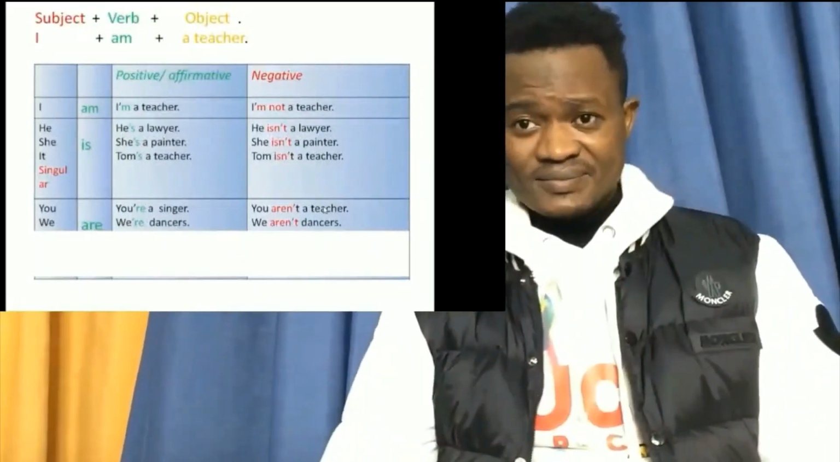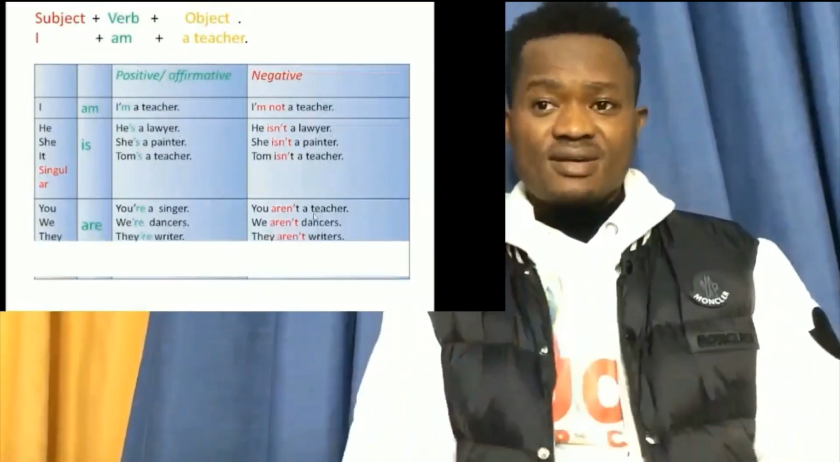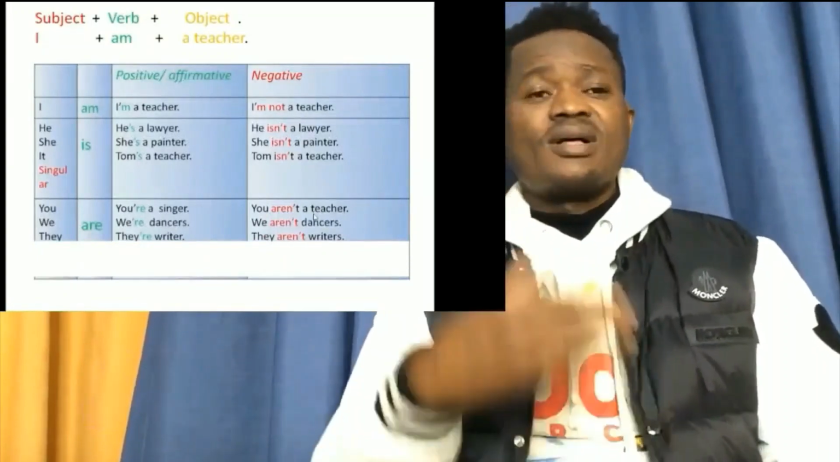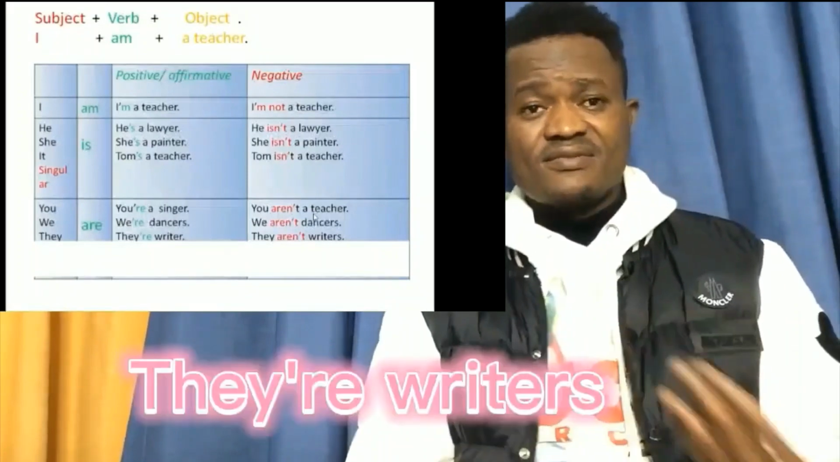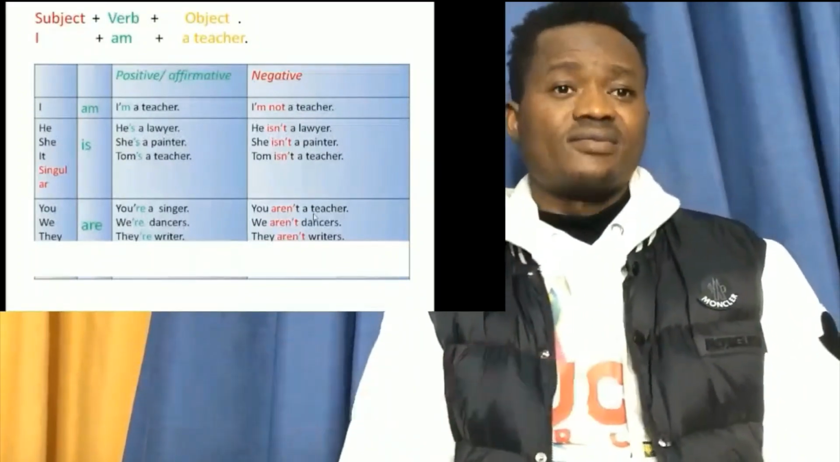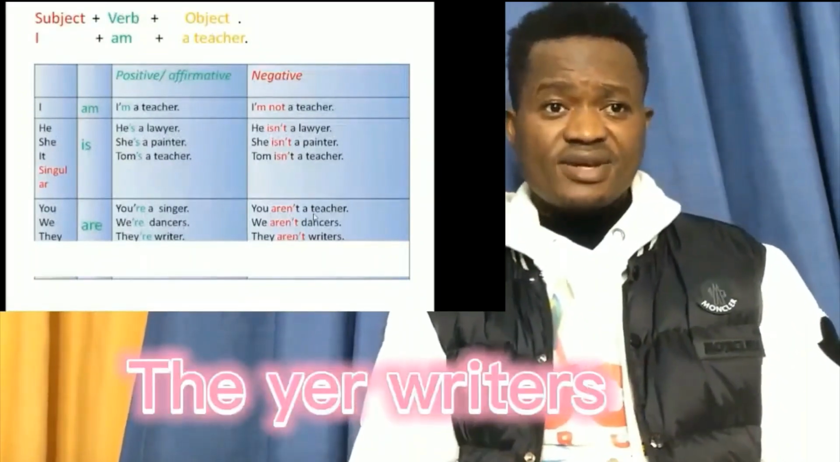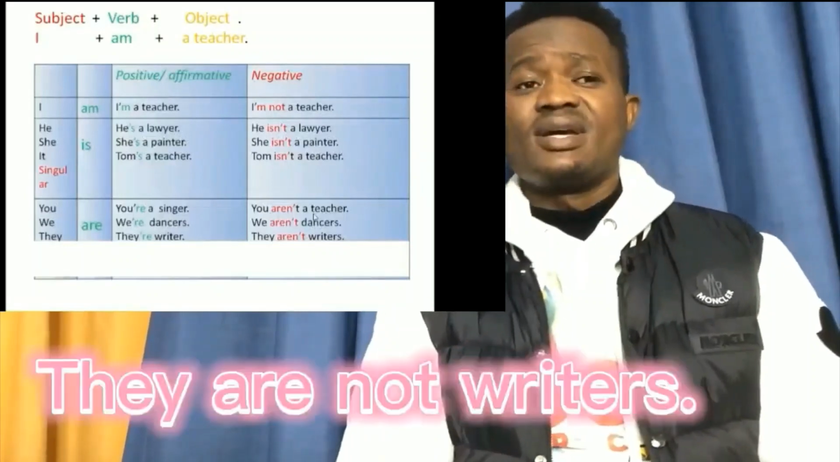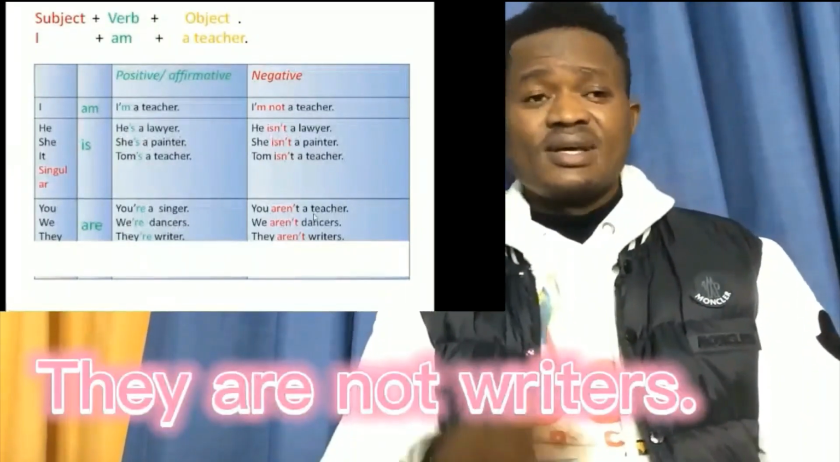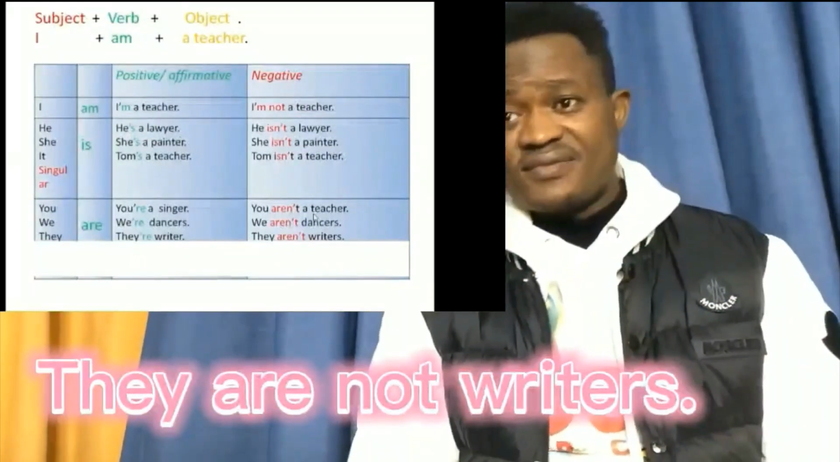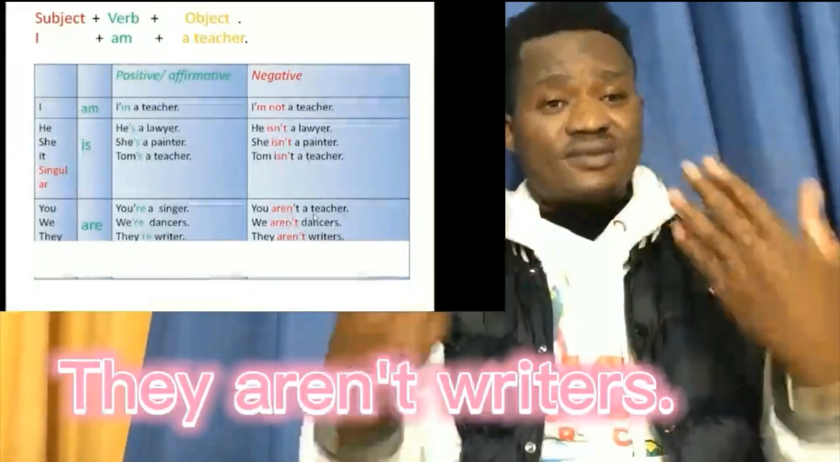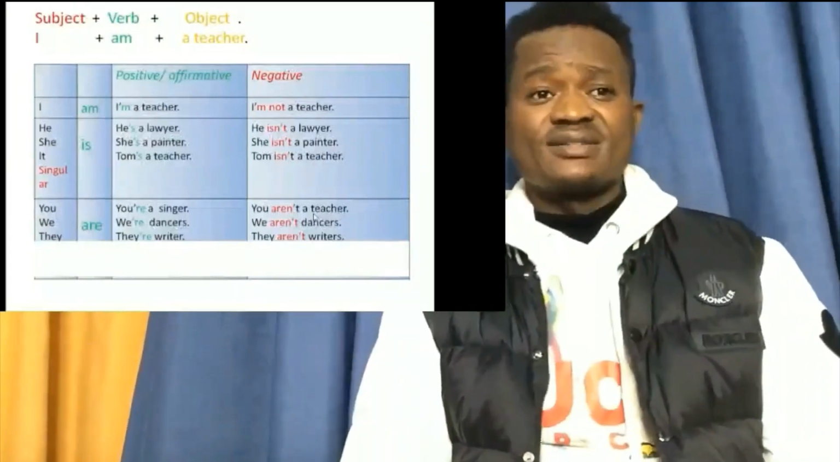All right. They are. Affirmative form. They are riders. Fast, they're riders. And the negative form is going to be they are not riders. Fast, they aren't riders.